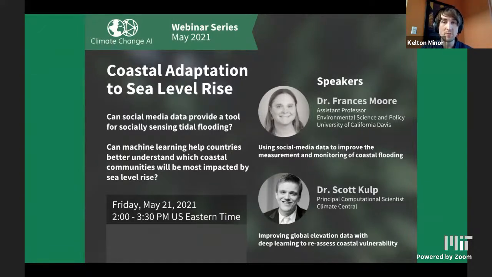So can new forms of social data enhance or complement existing methods for monitoring tidal flooding hazards beyond what is possible with existing tidal gauges? And can machine learning help us understand where and how many people are living on land threatened by rising sea levels, both now and in the future, by correcting for errors in satellite elevation data?